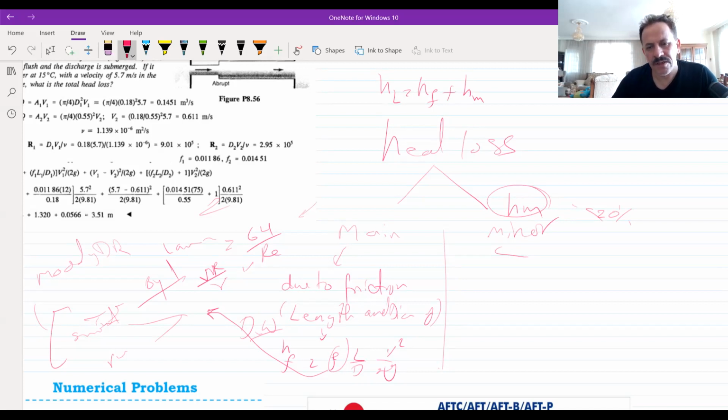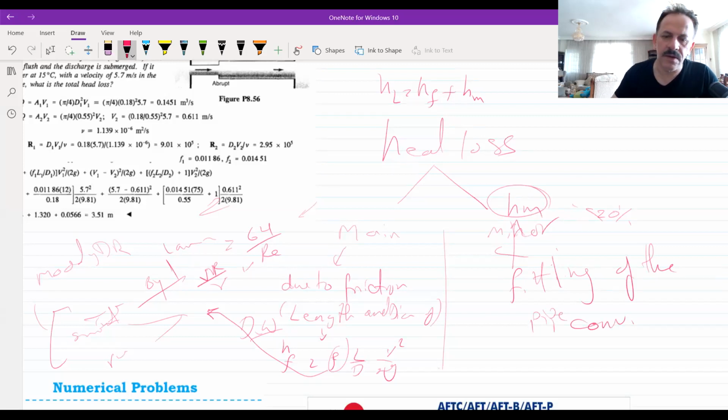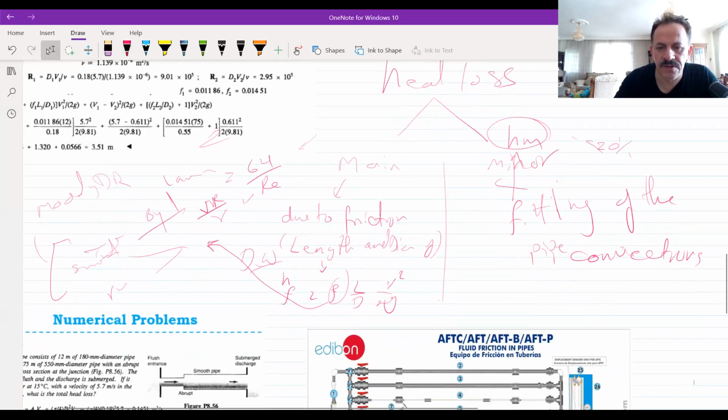Now, in this chapter, today we are talking about the minor head losses. What are the minor head losses? The minor head losses usually come from the fittings in the pipes, the pipe connections that we have in the networks. What are these kinds of connections and fittings that we have?